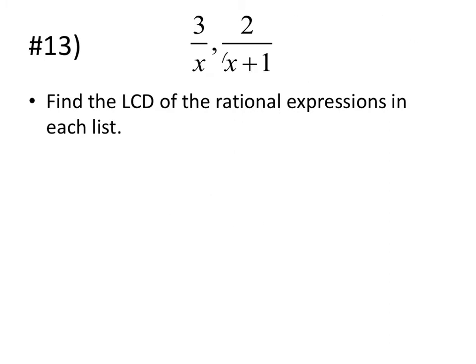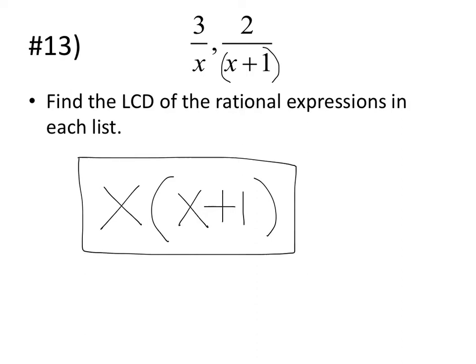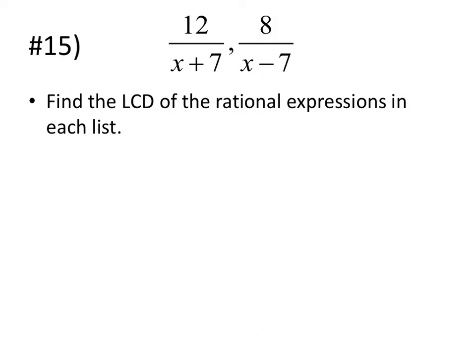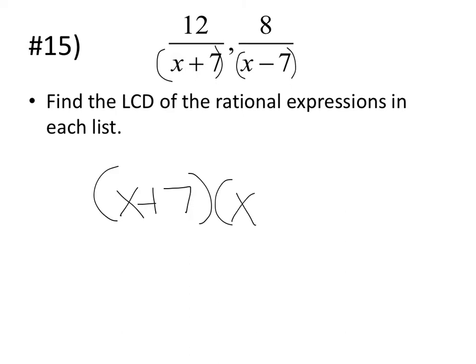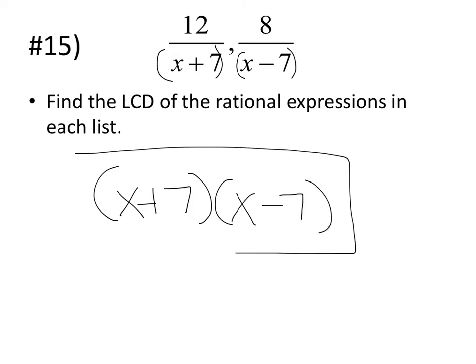Alright, first things first, you're always going to put parentheses around your expression. So in order to make the LCD, you need an x, and you need an x plus 1. This x right here does not count as this x, because this is x plus 1, not just x. So your answer is x times x plus 1. Okay, here, you're going to put parentheses around both, and your answer is going to simply be x plus 7 times x minus 7. You need both. They both need to be represented.